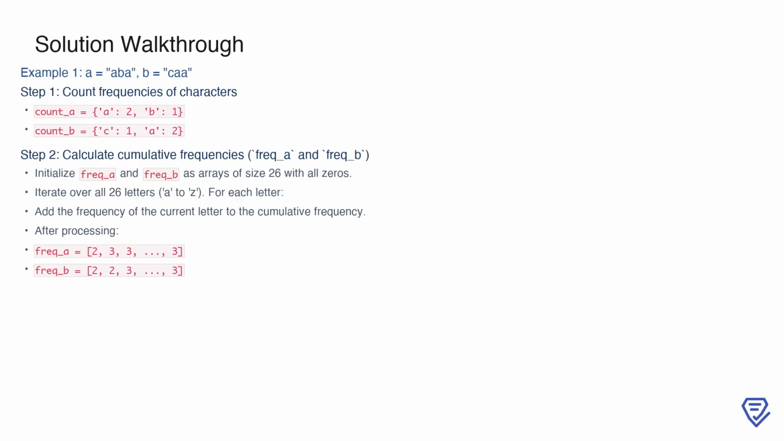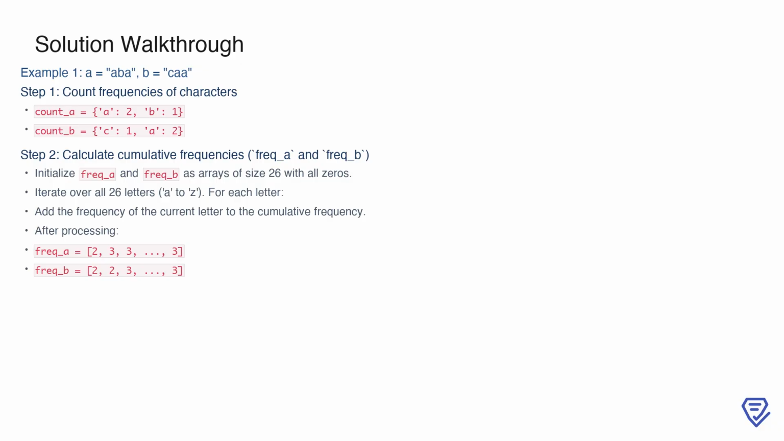To solve this problem, we start by analyzing the given strings A equals "aba" and B equals "caa". The first step is to count the frequency of each character in both strings. For A, we get count_A equals a: 2, b: 1, meaning there are 2 occurrences of a and 1 occurrence of b. Similarly, for B, we calculate count_B equals a: 2, c: 1, which shows 2 occurrences of a and 1 occurrence of c.